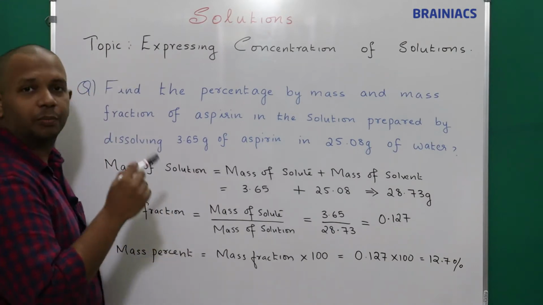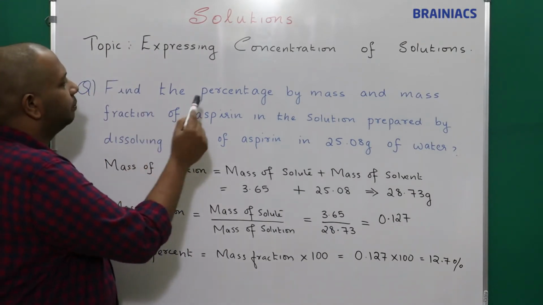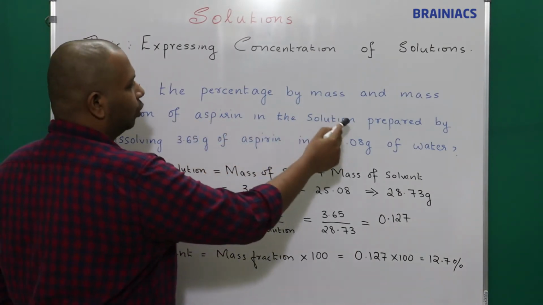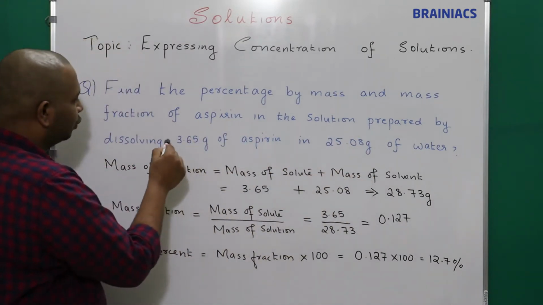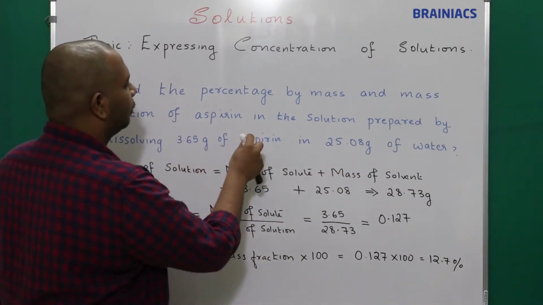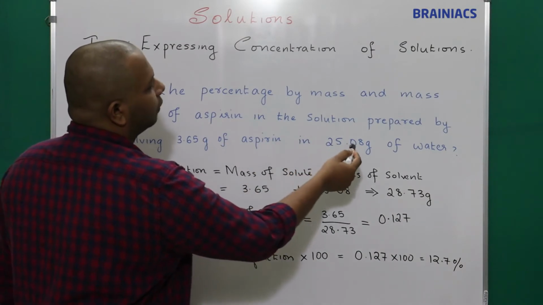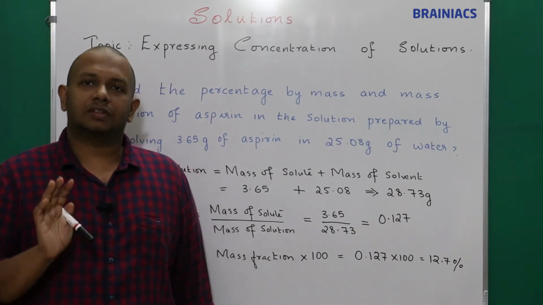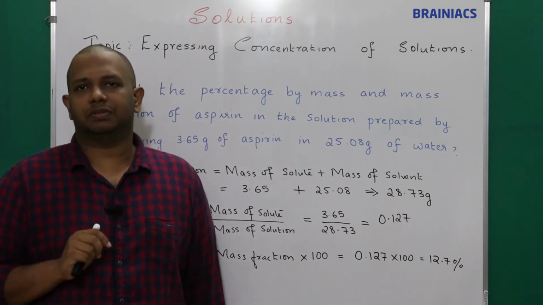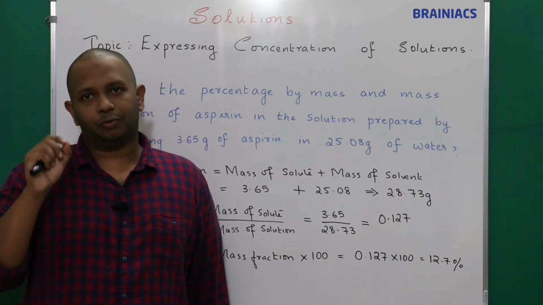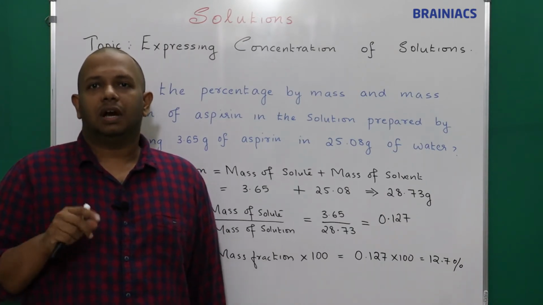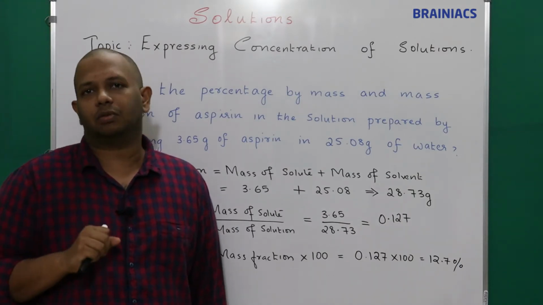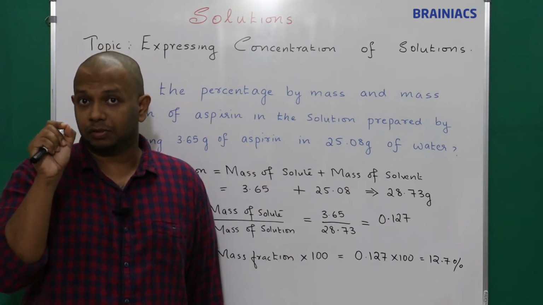I hope you could read the question. Find the percentage by mass and mass fraction of aspirin in the solution prepared by dissolving 3.65 gram of aspirin in 25.08 gram of water. They are asking you to find the mass fraction and mass percentage. Now what is the formula that you remember for mass fraction? Mass fraction is nothing but mass of the solute divided by mass of the solution. Please remember it is mass of the solution.